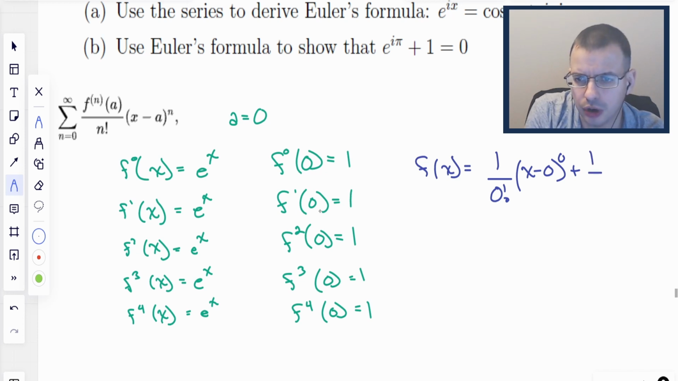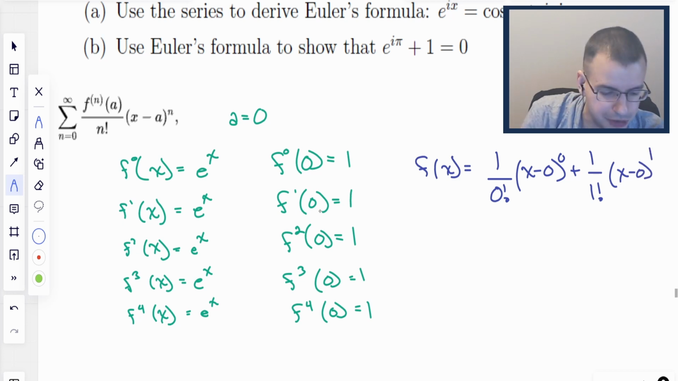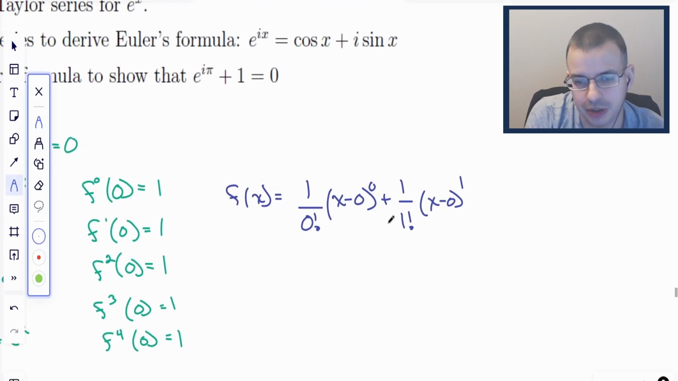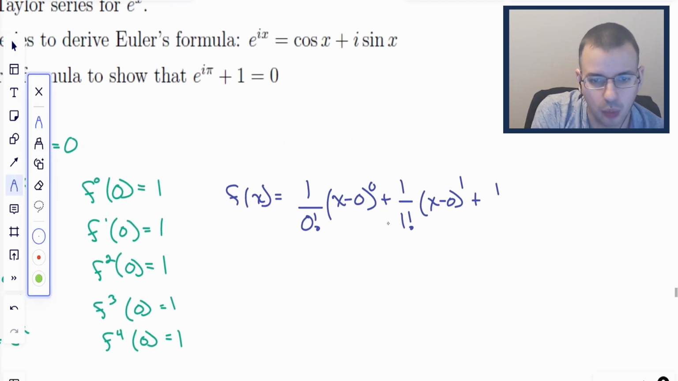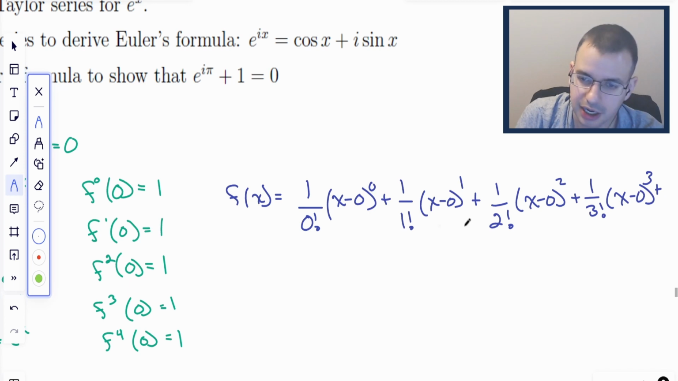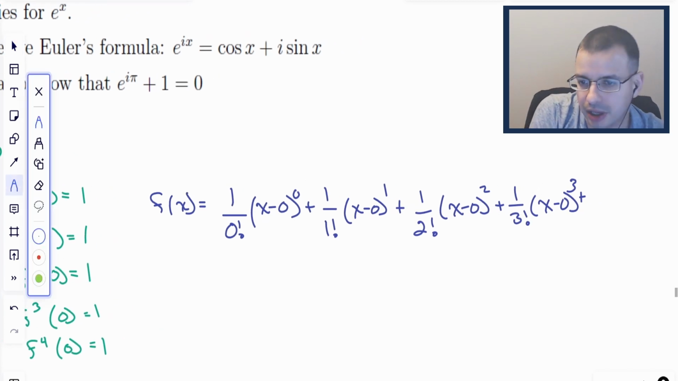All right, second term. Still going to have 1 over, now 1 factorial, but now we're going to have x minus 0 still to the first power. We're going to do this a couple more times so we can see the pattern. We're still going to have 1 because that coefficient is always going to be 1 when we're doing e to the x. 1 over 2 factorial x minus 0 squared plus 1 over 3 factorial x minus 0 cubed plus, and now I'm going to do the infamous dot dot dot, implying that it continues on indefinitely in this pattern.